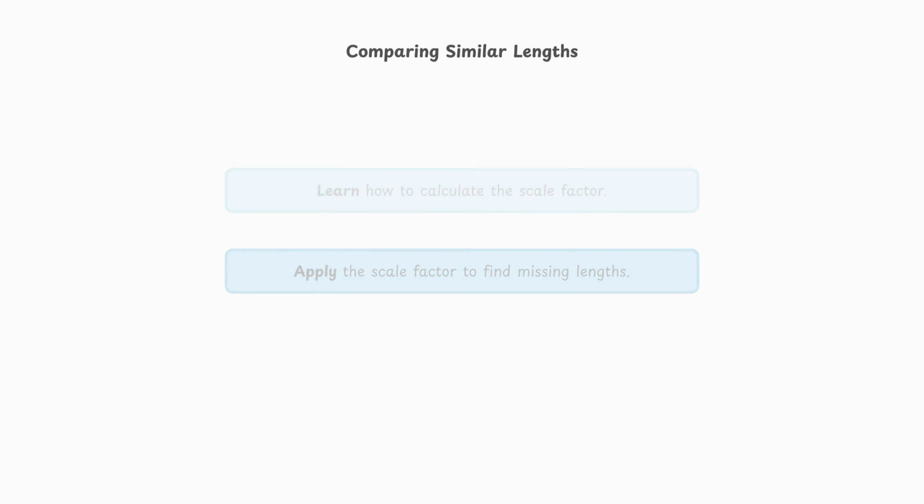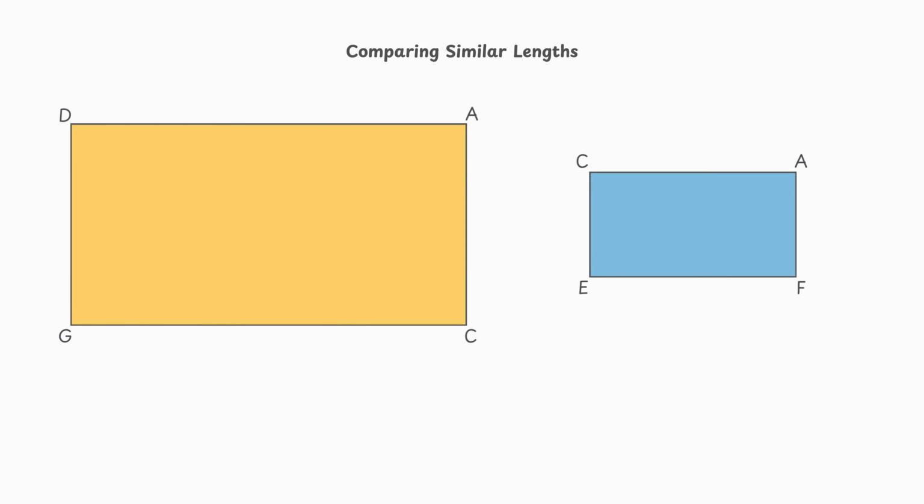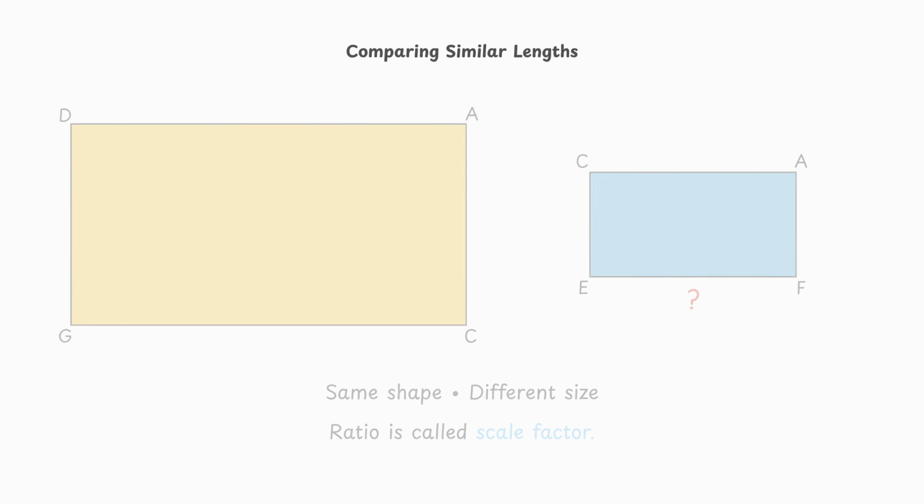Let's get started. Two shapes are called similar when they have the same shape but different sizes. This means that all corresponding sides are in the same ratio. This ratio is called the scale factor. When shapes are similar, we can use the scale factor to work out missing lengths.